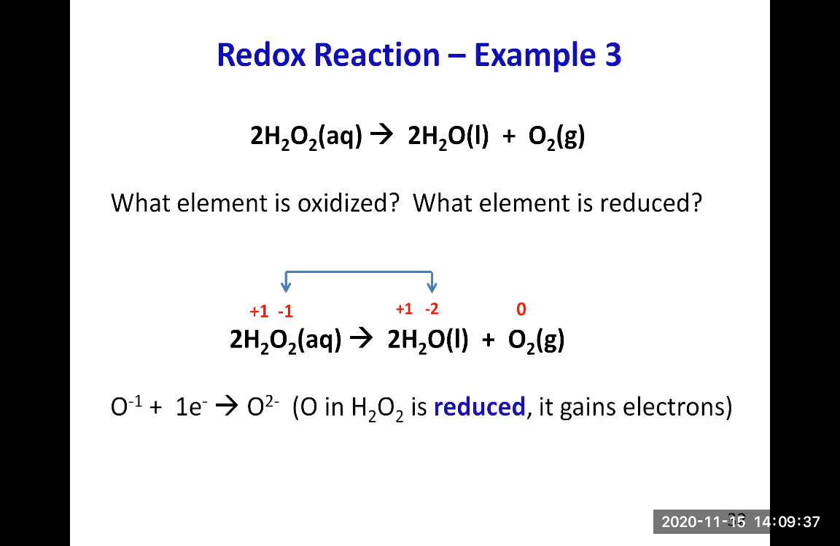And so for that oxygen, from O -1, gaining an electron will make it O -2. And so in water, it's O -2. So that oxygen is reduced because it gained an electron. By gaining an electron, it becomes O -2.